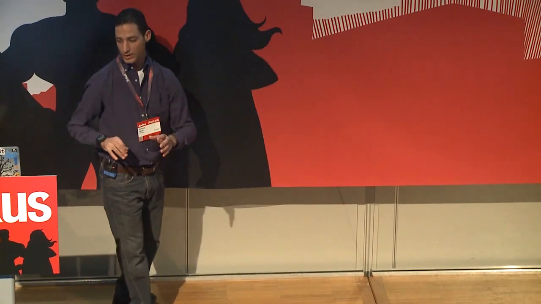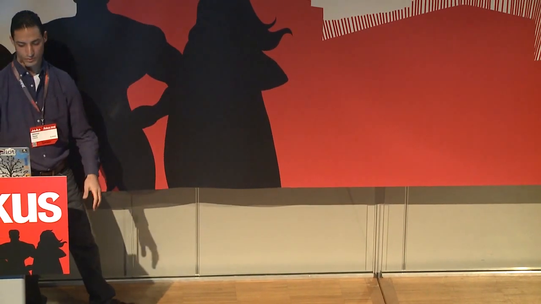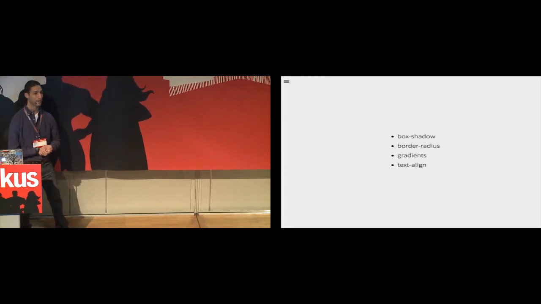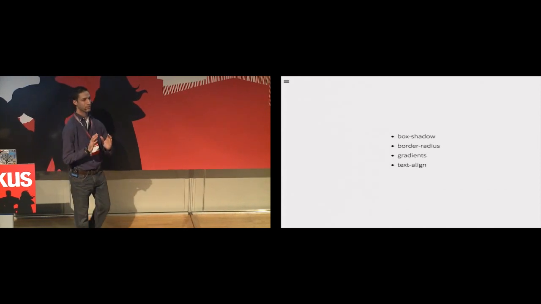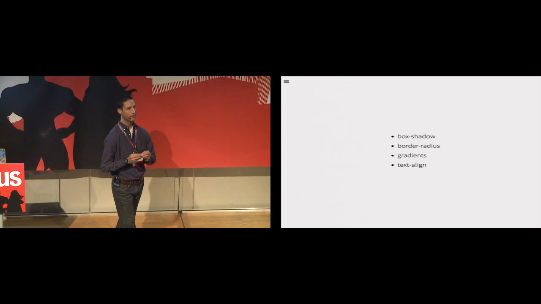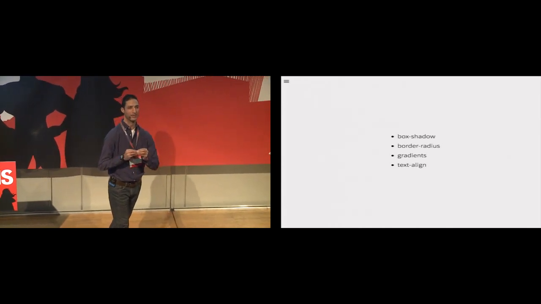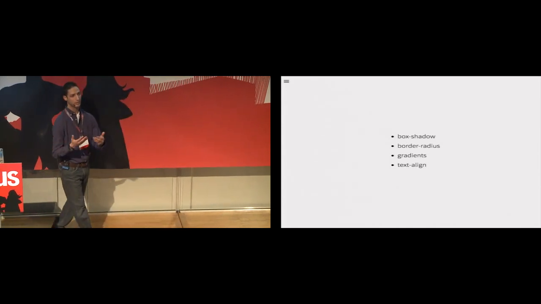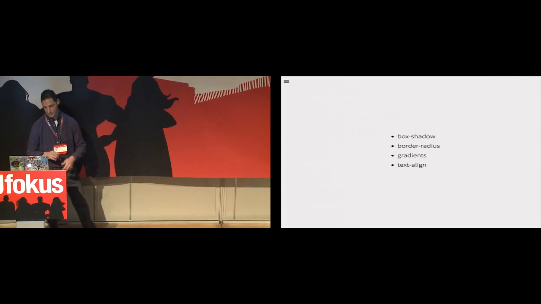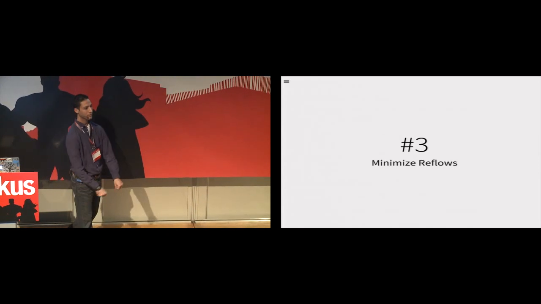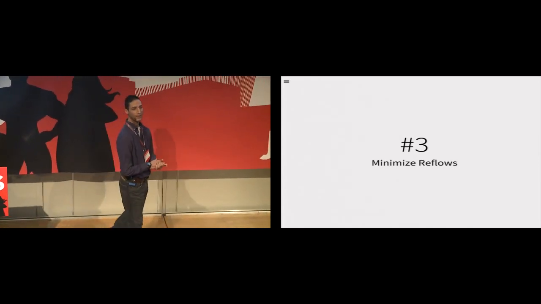So try to minimize shadows and gradients. Most specifically box shadows, border radius, gradients, and dynamic text alignment. If you could do it statically from the first time, try to use that. I know that most of us would like to have these fancy UI features, but you have to consider UI against performance, based on your device and your customers. Minimize reflows. How many of you know what reflow is?